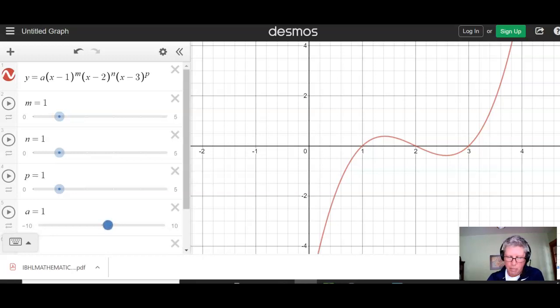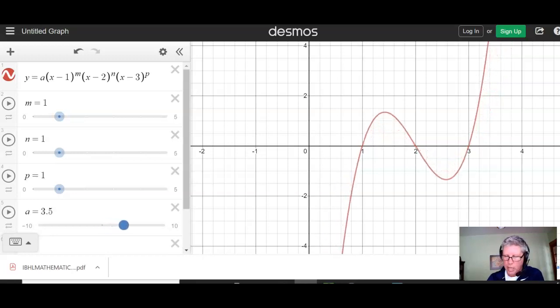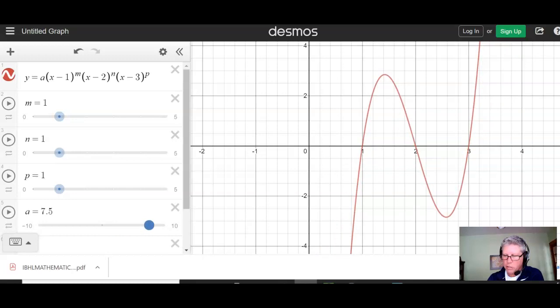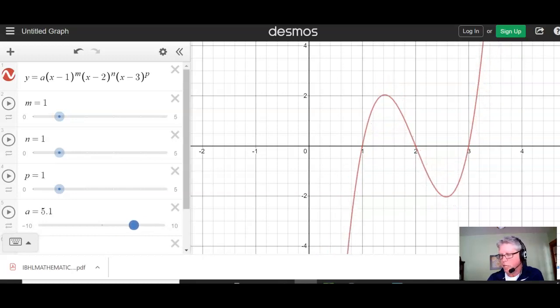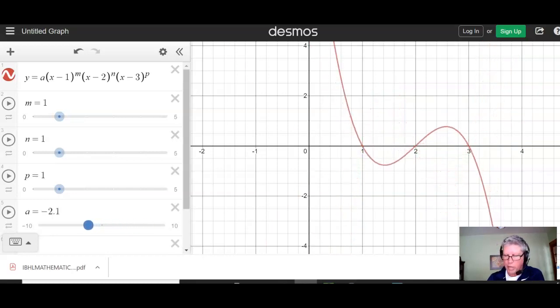Notice what happens when I pick A to change. A is still positive. So yeah, those little bumps in between and the steepness everywhere changes. So that makes a lot of sense. If I go negative, yep, the end behavior flips. And it's pretty cool.